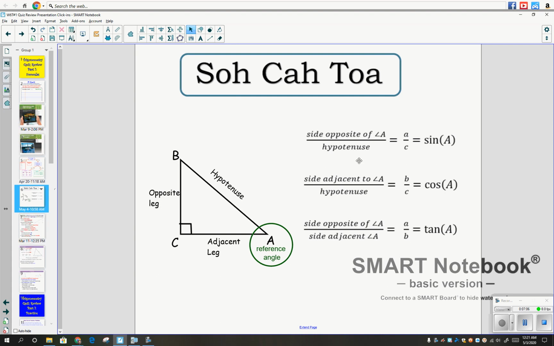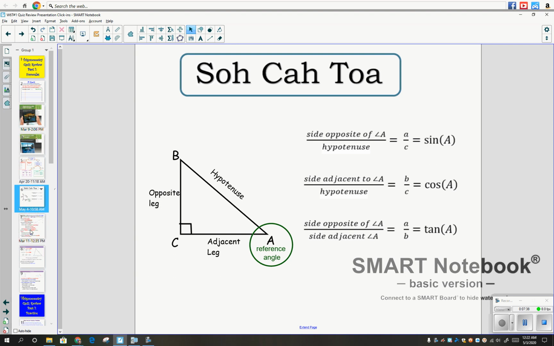So remember, SOHCAHTOA, whatever I'm talking about, so in this case, if I say sine of A, angle A is my reference angle. The hypotenuse is always across from the right angle. The adjacent represents the leg that is next to my reference angle. Opposite represents the leg that is across from my angle. Cosine is adjacent over hypotenuse, and tangent is opposite over adjacent.